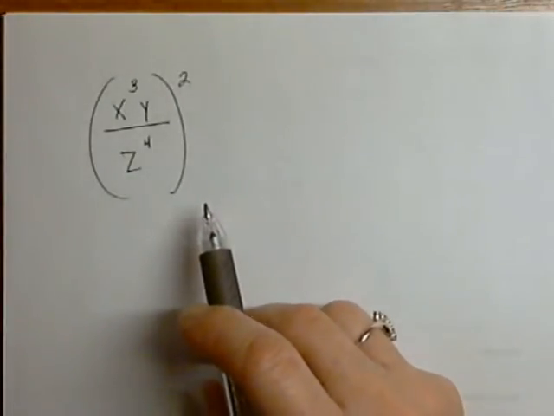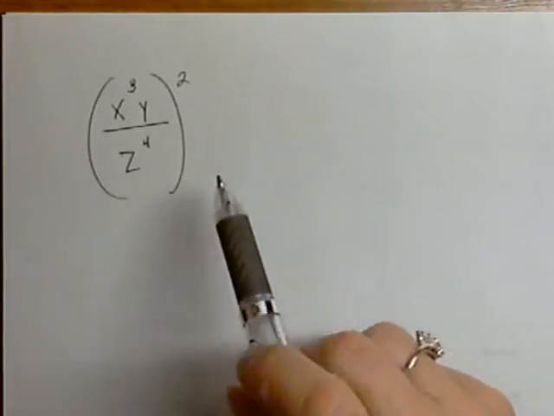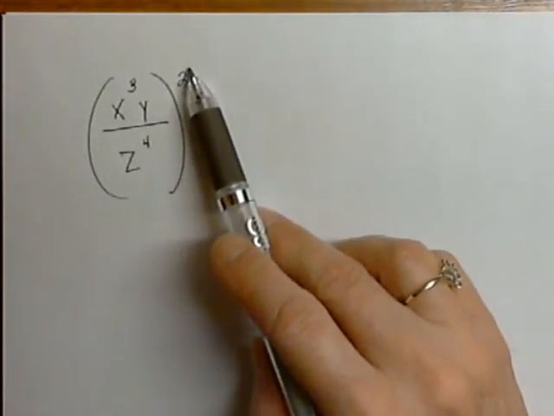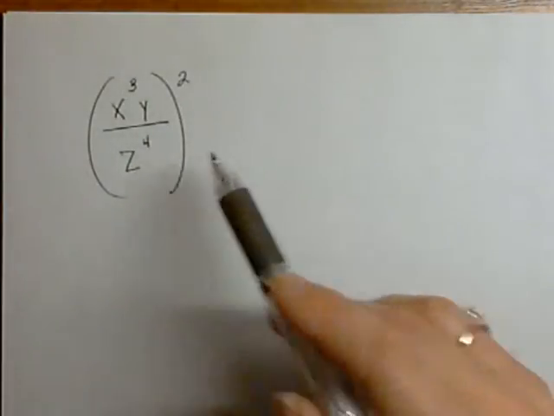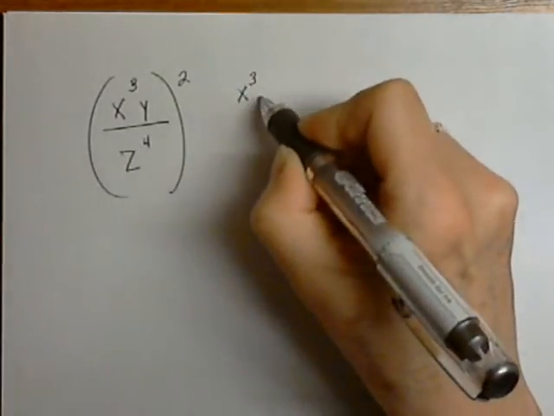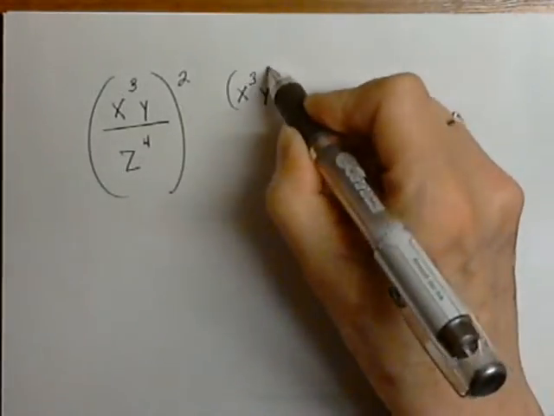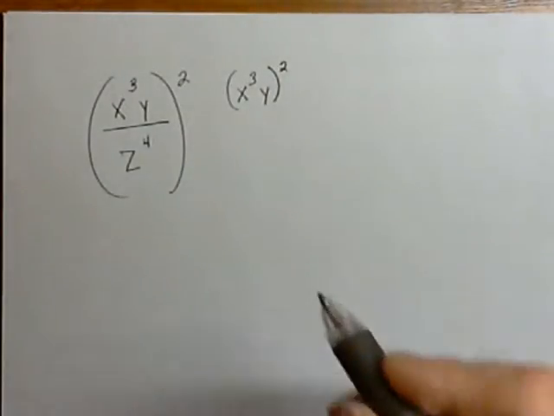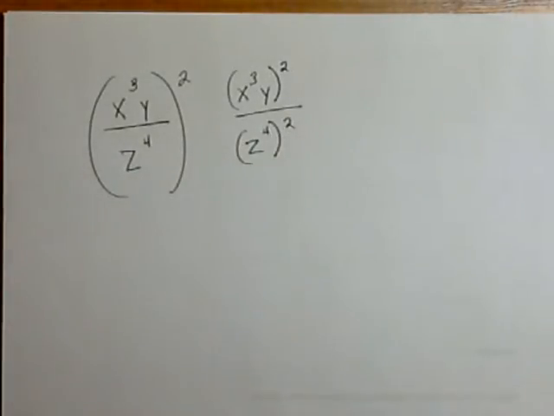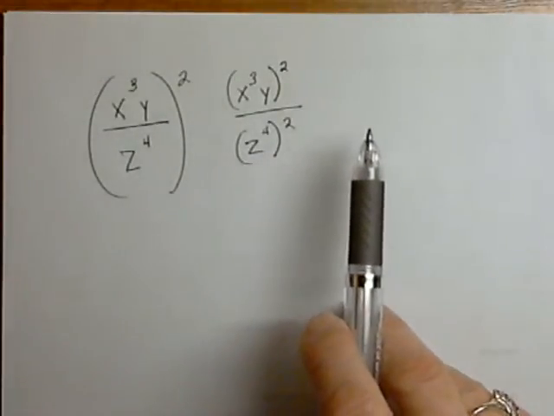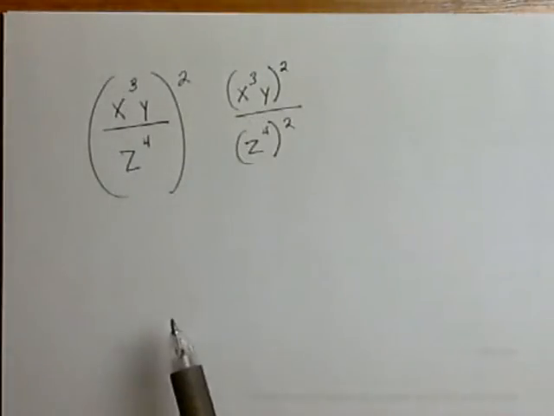Well, we need to realize a couple different things. First of all, this exponent distributes to both numerator and denominator. So I'm going to do that first. I'm going to write my numerator and put the exponent of 2 on the outside. And I'm going to write my denominator and put the exponent of 2 on the outside. Now, since we have applied our power of a quotient rule, we now need to apply the power of a power and power of a product rule.